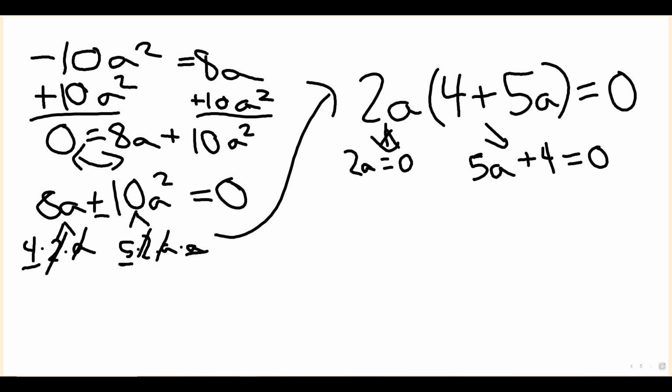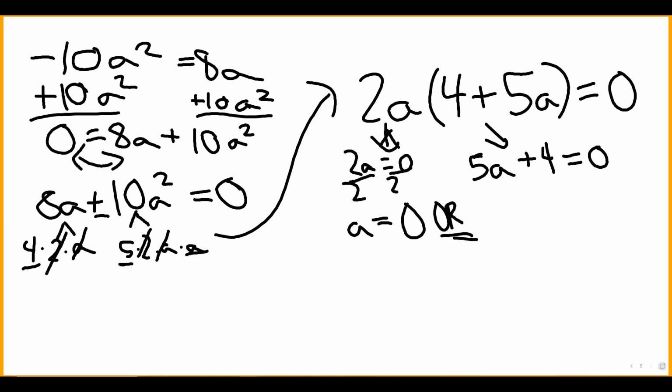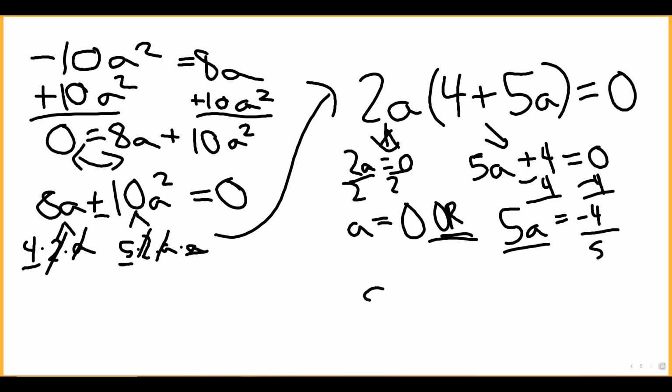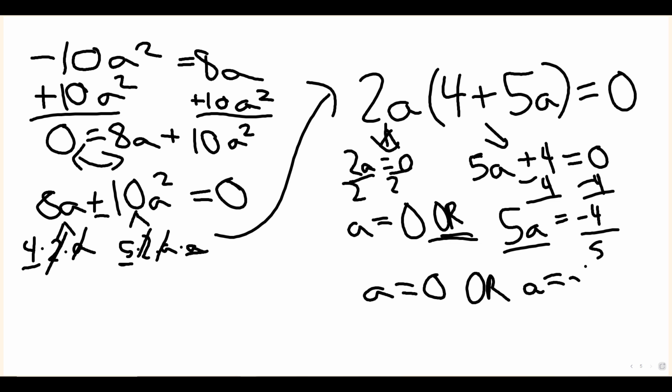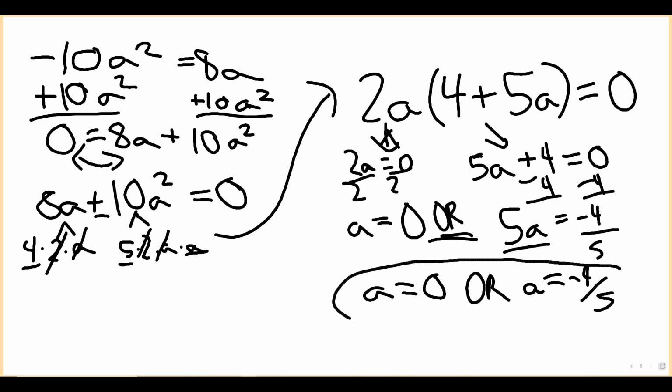Okay, so let's solve these and get the final answers. Divide both sides of the first by 2, and a is equal to 0. Or, for the other factor, subtract 4 from both sides. Now it's 5a equals negative 4, and let's divide both sides by 5. So now a is equal to 0, or a is equal to negative 4 over 5. And that is our answer.